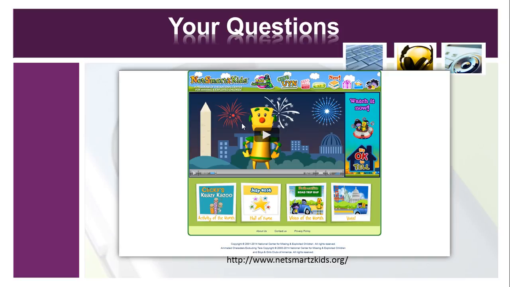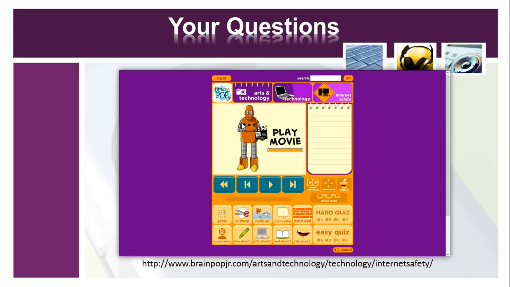And so here you would be double dipping. You would be allowing them to use the technologies they want to use because they want to be rewarded, but they would be learning about something important in the process. BrainPop Junior is also another website that has movies that you could send your students to watch when they are rewarded with iPad time.